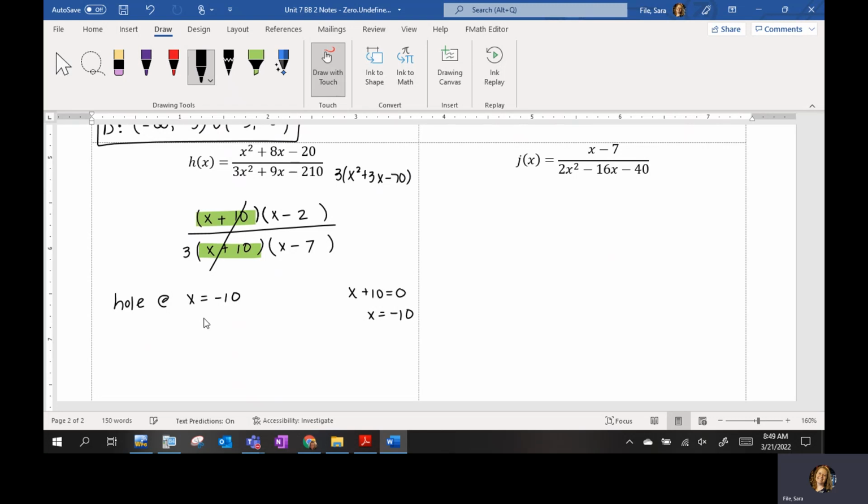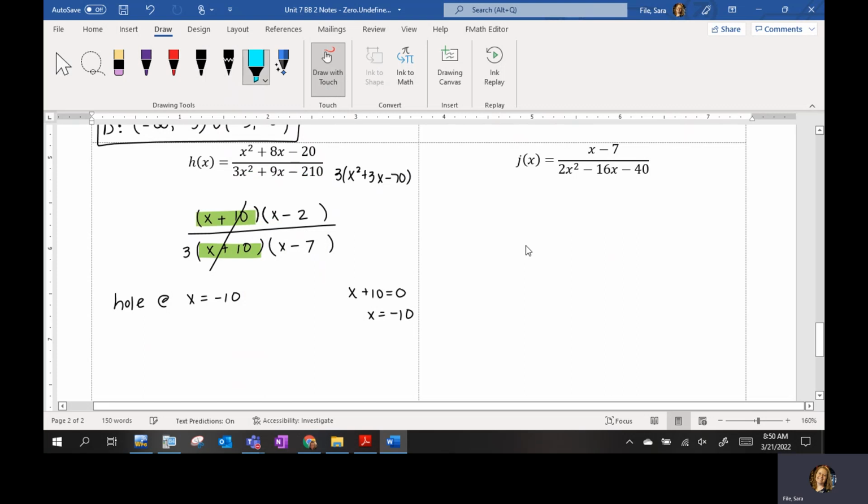Now, I really don't need the y value. I showed you how to find the y value. You would plug that -10 into what's left of the equation and solve, but I don't need it because I'm just asking for domain. So really, I just need to know the x value. So I'll stop there for now. So there's a hole here, but I also need to see, are there any vertical asymptotes? Because that is also going to break up my domain.